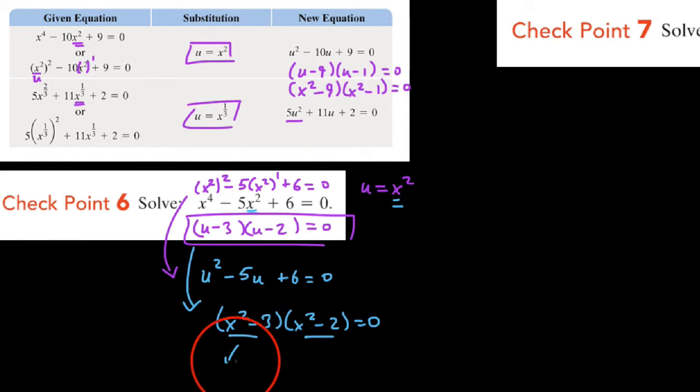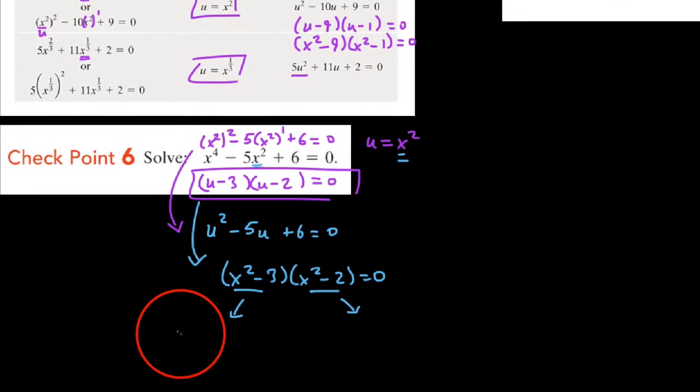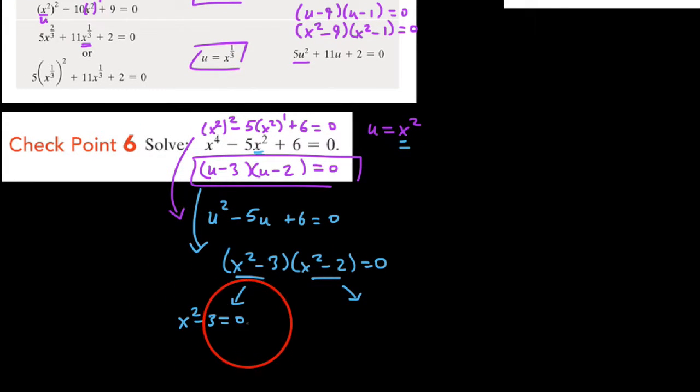So what we're going to do is we're now going to take each of these factors and set them equal to 0 and solve them. So I get x squared minus 3 equals 0. When we add 3 to the right side, we get x squared equals 3. So taking the square root of both sides.